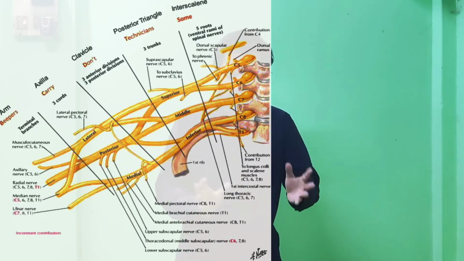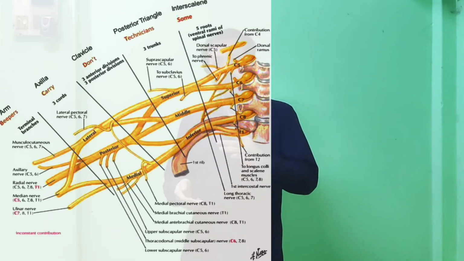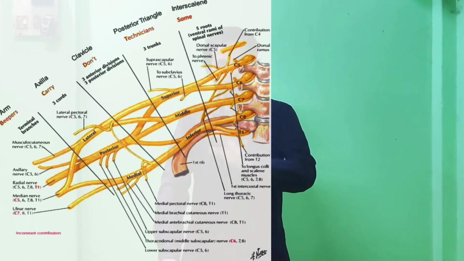Now the last part of the brachial plexus is very interesting. Okay, so we have already three cords. One is posterior, one is lateral, and another is medial. Okay, this posterior cord divides itself into two parts. One part goes as the radial nerve, another part goes as the axillary nerve. Okay, axillary nerve and radial nerve done.